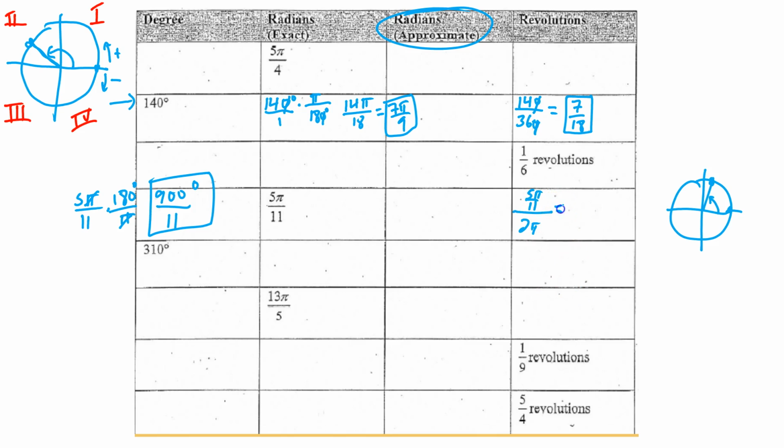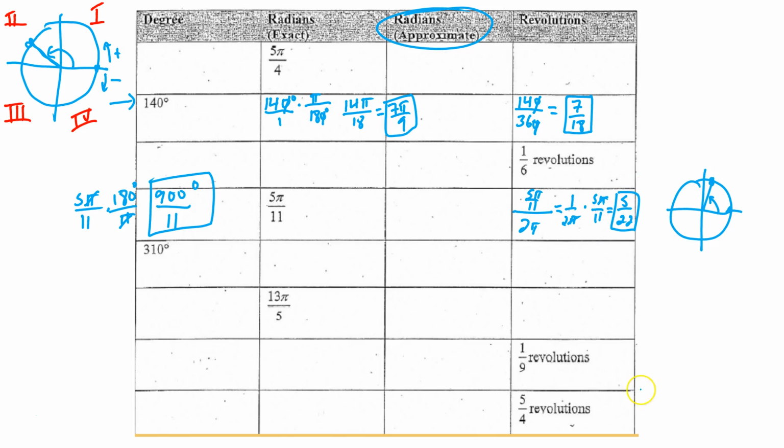Now I can rewrite that as 1 over 2 pi multiplied by 5 pi over 11. The pi's will cancel out. Looks like that's going to be 5 over 22. It's equal to 5 over 22 revolutions. Now 5 out of 20 would be a quarter. So this is indeed a little bit less than a quarter because it's 5 out of 22.